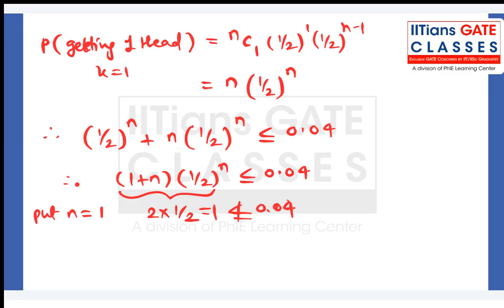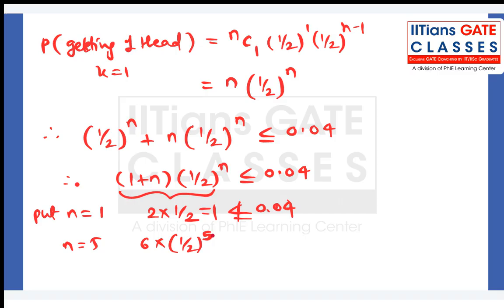Okay, so now let's take n equal to 5. In that case, it will be 6 times 1 divided by 2 to the power 5. That means if we do 5 tosses, 2 to the power 5 is nothing but 4 into 4 into 2, so that is 32. So 6 by 32, that is 3 by 16.